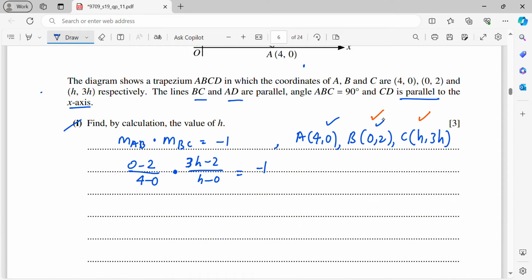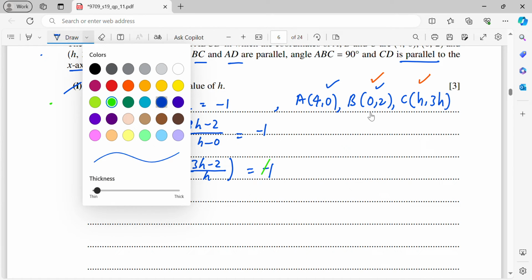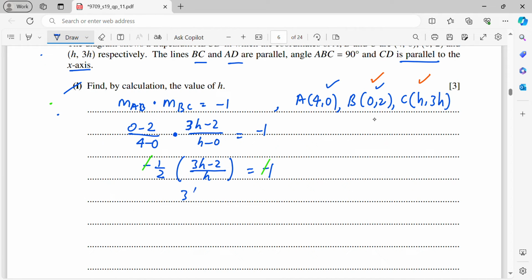Then from here, for the first term, that is going to be negative half. So you times with 3h minus 2, h minus 0 is actually h. Then I get minus 1. So now, since both sides you have minus 1, that means the minus 1 can be cancelled off. And now, my left-hand side will be 3h minus 2 over 2h. And then the right-hand side is 1.